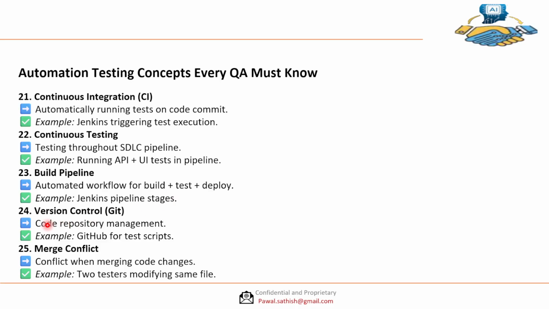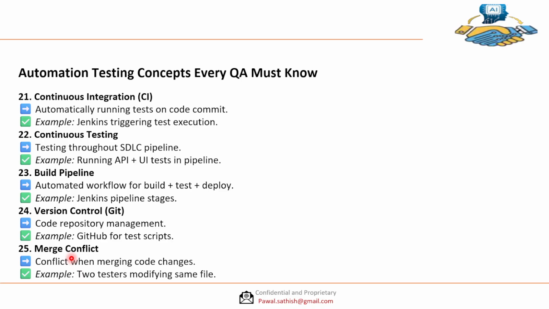Okay, and for Git, for version control management, we can use Git. Code repository management, and all our code, like automation scripts or the framework, all the code we can push in Git. That is called version control. GitHub for the test script.